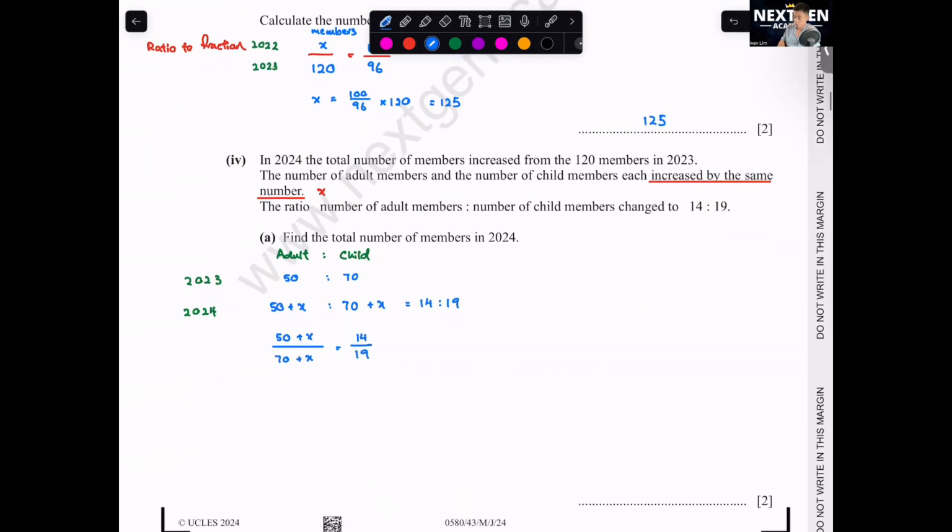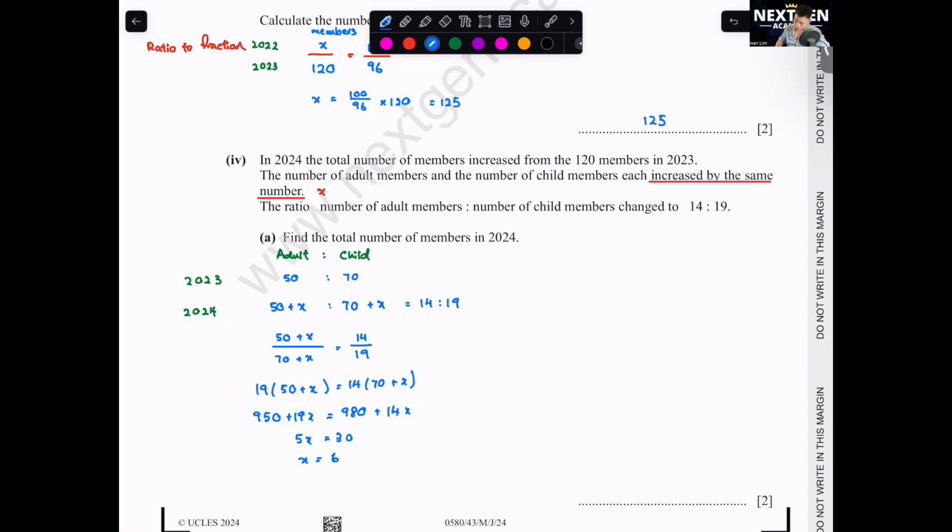Go and solve for this. 19 times (50 plus X) equals 14 times (70 plus X). 19 times 50, we get 950 plus 19x equals 980 plus 14x. 5x equals 30, x equals 6. So it increased by 6.